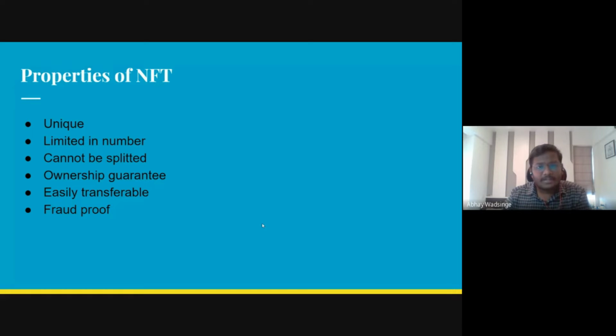Then it cannot be split. This song cannot be split. For example, he cannot give me half the files and half the files to someone else, right? Then ownership is guaranteed. As you get the token at the end, ownership is guaranteed. Then it's easily transferable. So if in future I decide that I'll sell this song to someone else, or I don't want this NFT now, then I can sell it to another person. Then it's fraud proof as it's backed by blockchain technology. No one can hack it. It's really tough to hack blockchain technology.